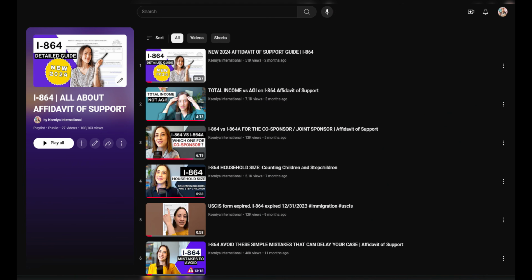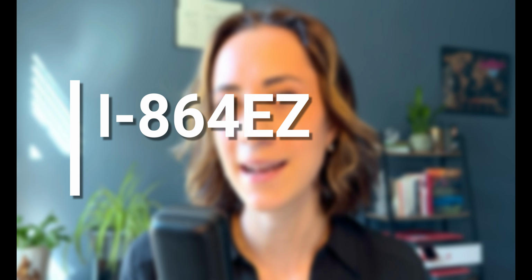But there are situations, like we mentioned before, where the petitioning sponsor doesn't make any money and doesn't have or want to use their household members, and they ask a joint sponsor to sign the additional affidavit of support. But if the joint sponsor has household members who would like to contribute their income, then the joint sponsor's household members will fill out I-864A. If you have any questions about I-864A, once again, check out the playlist that I mentioned at the top of this video.